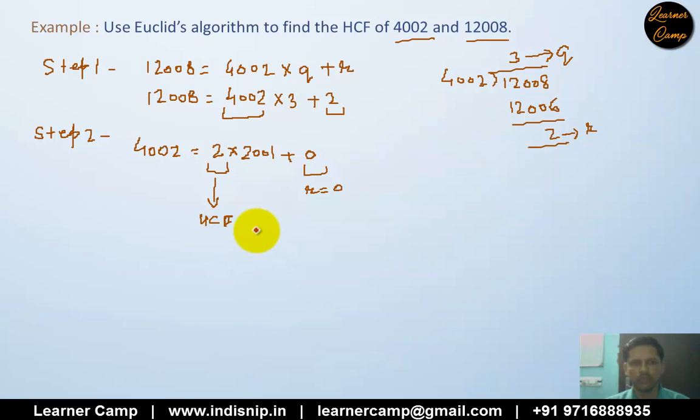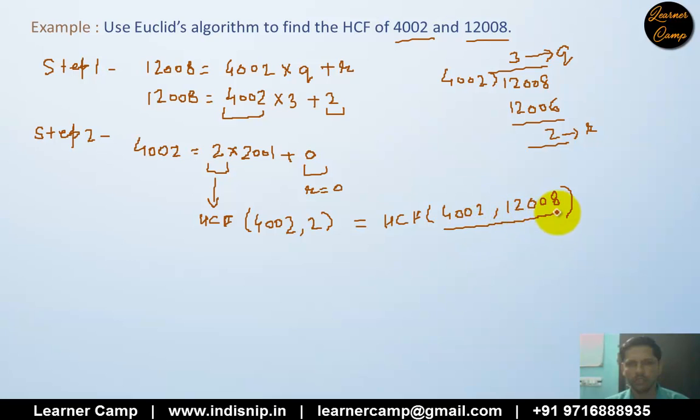So this is the HCF of 4002 and 2, and also it is the HCF of 4002 and 12008. Finally, we needed to find the HCF of these two integers, and that comes out to be 2. Right?